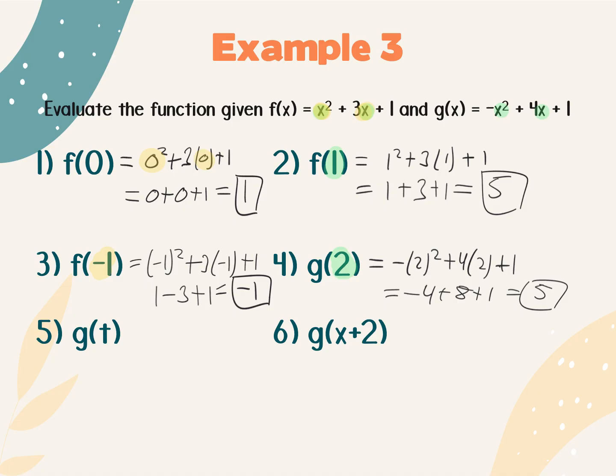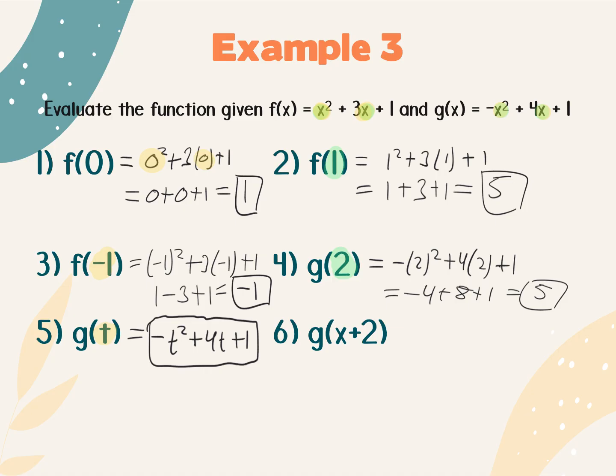Now, if I have anything that's not a number, like g of t, we're still going to do the same thing. It's just not going to get us a number out of it, right? So I'm going to take that t, and I'm going to replace every x that I see with a t. So this is going to get me a negative t squared plus 4t plus 1. There's nothing more I can do to that, so I'm going to leave it alone. It's just going to look like that.